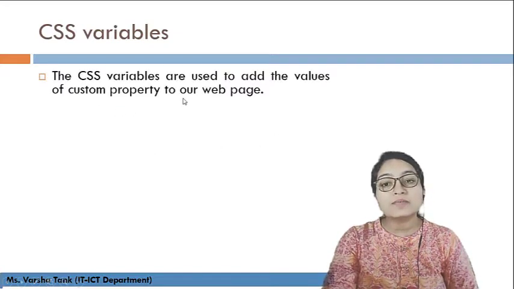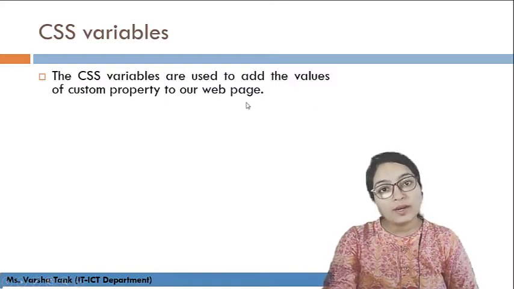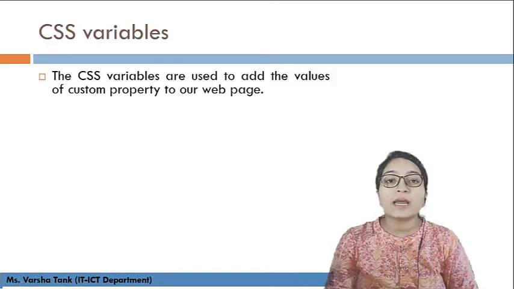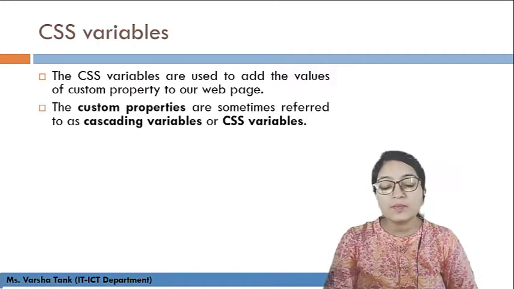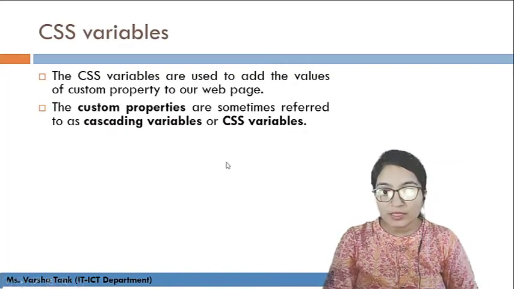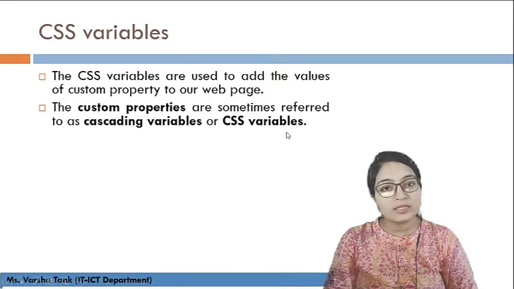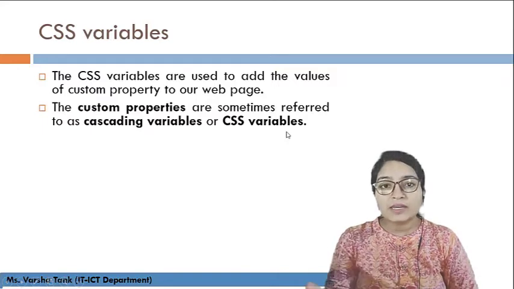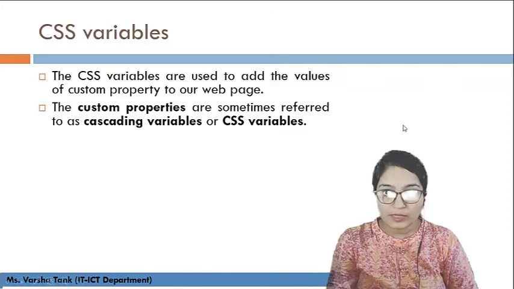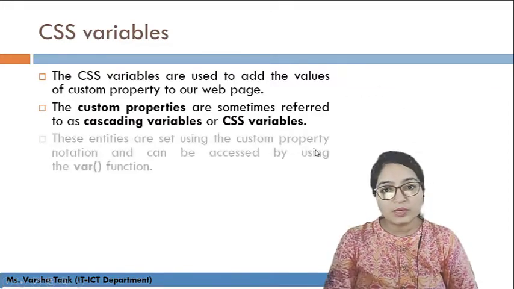The CSS variables are used to add the values of the custom property to our web page. So whenever you want to add any custom property, at that time you can use the CSS variables. The custom properties are sometimes referred to as the cascading variables or CSS variables. As in C, we can define our own data type, so here also you can define your own custom properties. That is known as the cascading variable, or we can say it is a CSS variable.